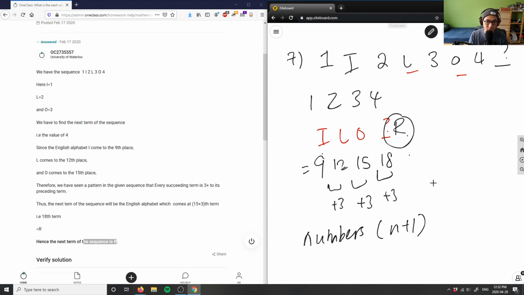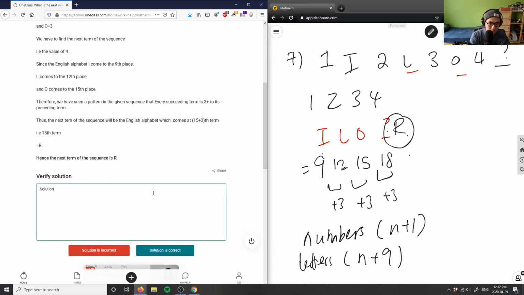I would have to denote that I'm starting at I. So I can say that the letters would follow the formula n plus 9, where n is again my first step, which is 0. I sub in 0, and 0 plus 9 is 9. It corresponds to the 9th letter of the alphabet. So these two terms, n plus 1 and n plus 9, help me figure out this sequence. So the solution here is correct. And good analysis here. So that's question 7.